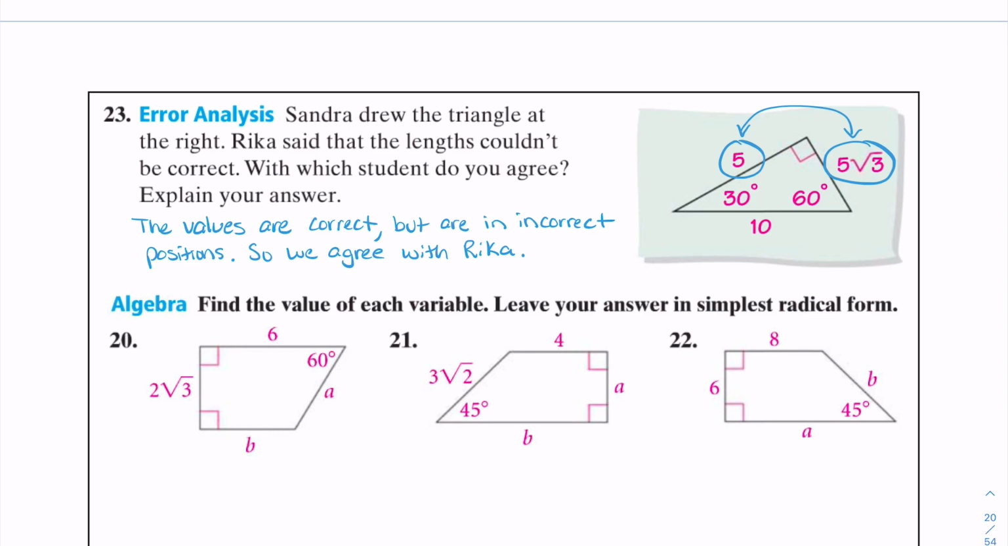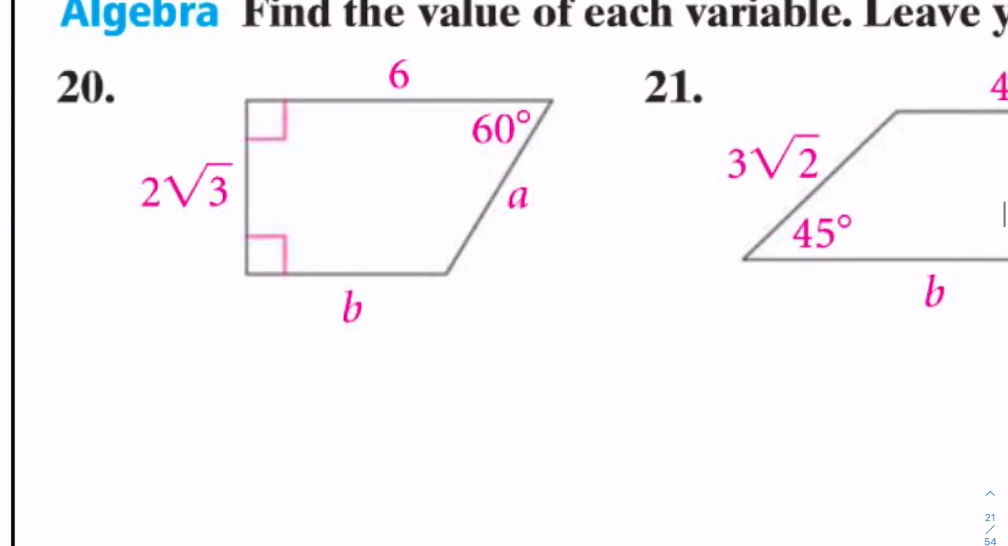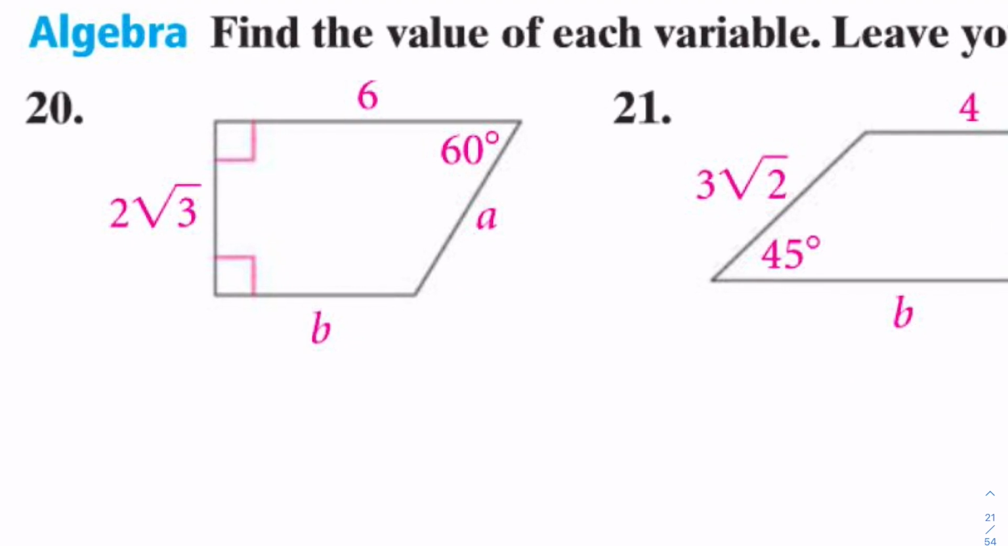All right. So find the value of each variable. Leave your answers in simplest radical form. So when you're doing these, you're going to want to break this up. If we break it up in this way, we see that we have a 30, 60, 90, and now we have another 30, 60, 90.